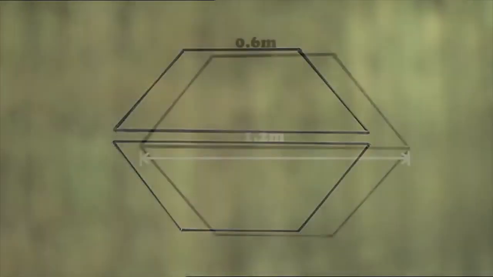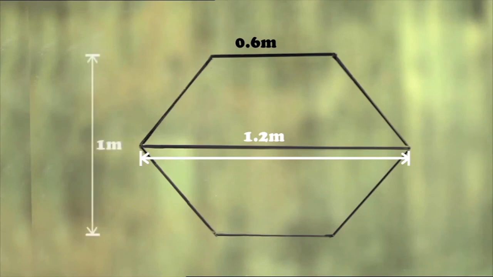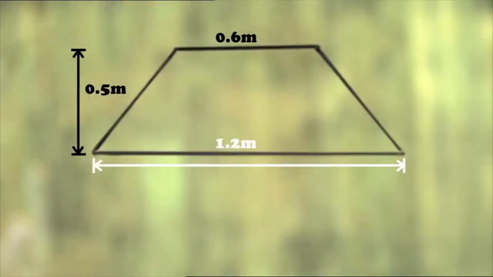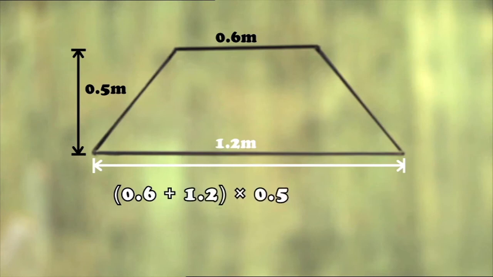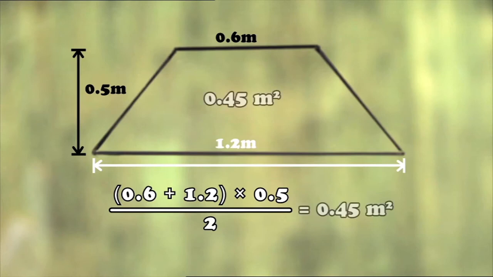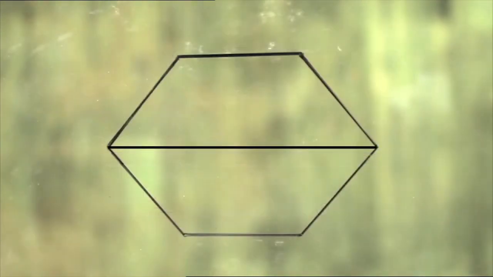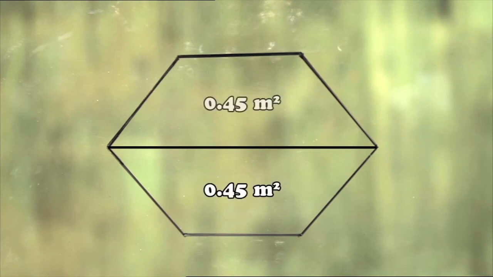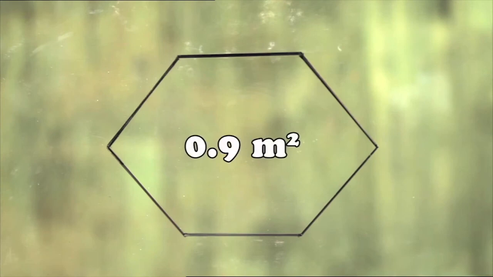To calculate the area of the hexagon like this, we can use the dissection method. The hexagon can be cut into two trapeziums. If the height of each trapezium is 1 divided by 2, that is 0.5 meter, then the area of each trapezium is (0.6 + 1.2) times 0.5 divided by 2, that is 0.45. In other words, the area of each trapezium is 0.45 square meters, and the sum of the areas of the two trapeziums equals 0.9 square meters. Therefore, the area of the hexagon is 0.9 square meters.